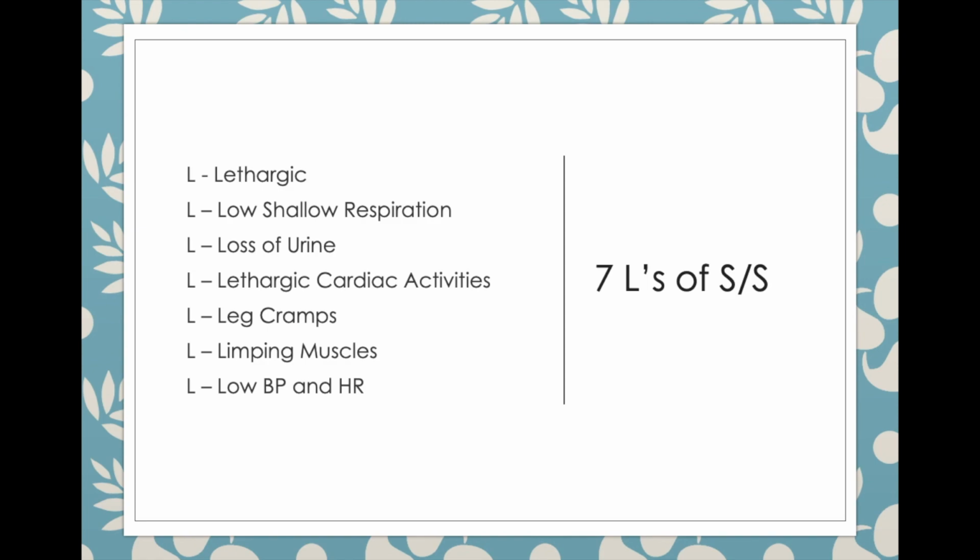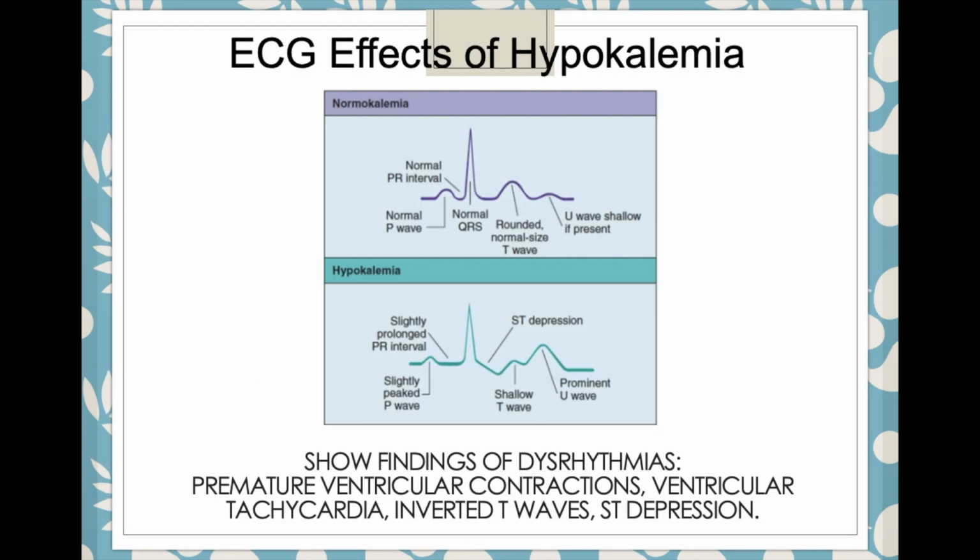Another way that you want to remember low potassium signs and symptoms is to remember the 7 L's. So lethargy, low shallow respirations, loss of urine, leg cramps, limp muscles, low blood pressure and heart rate. Everything is low and slow.